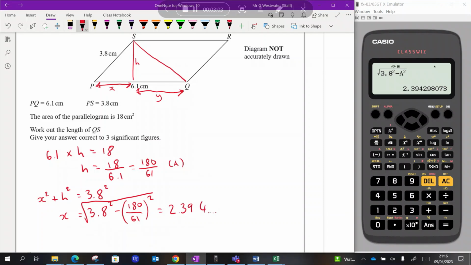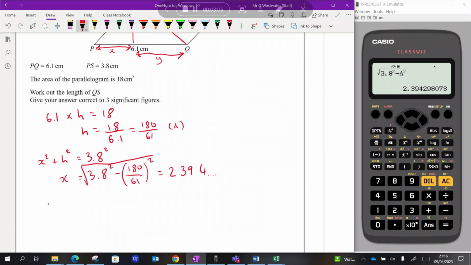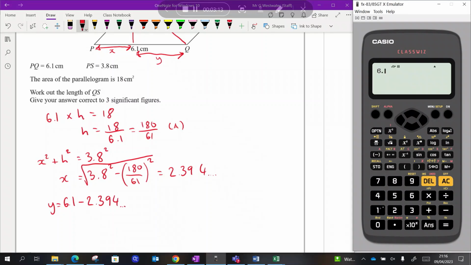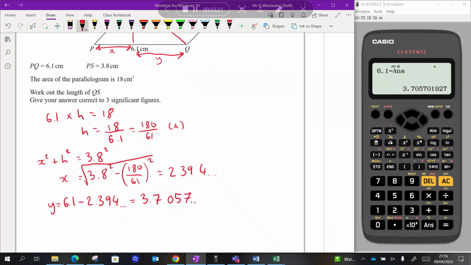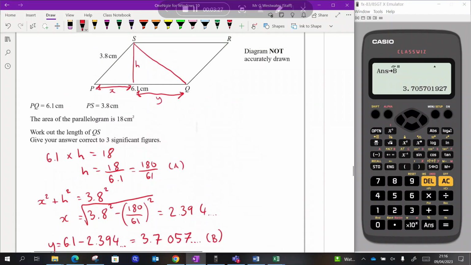4 dot dot dot dot. Let's do 6.1. So y is going to equal 6.1 minus this 2.394 dot dot dot dot. So 6.1 minus that, which is 3.7057 dot dot dot dot. I'll store that under b, because that's the other thing I'm going to use in Pythagoras' theorem.